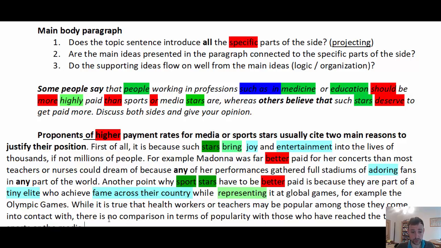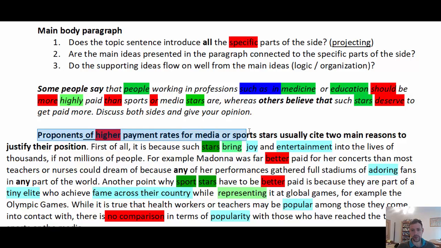Okay, so this is also a kind of summary sentence, but it's comparing. So while it is true that health workers or teachers may be popular among those they come into contact with, there is no comparison in terms of popularity with those who reach the top in sports or media. Okay, so we've continued that theme of popularity that we talked about, and we've got the idea of comparison. So we don't directly say that's why they deserve to get paid more. Okay, coming back to organisation, it flows through quite well.